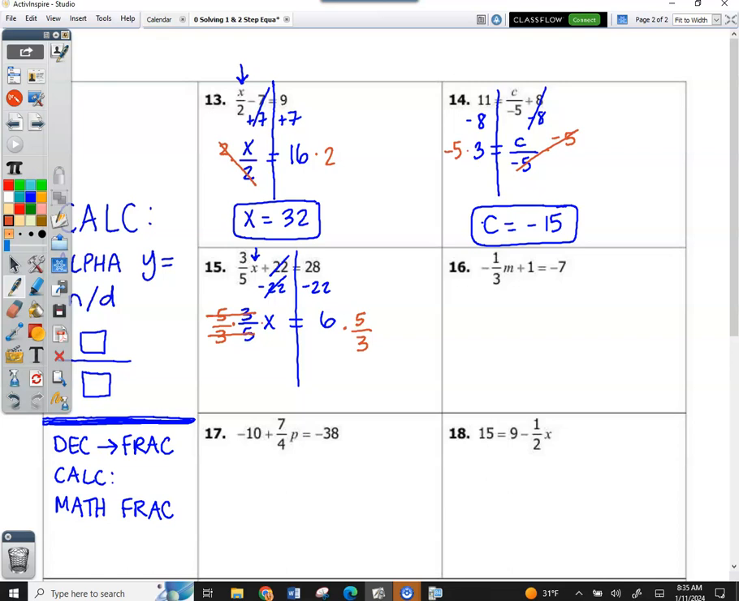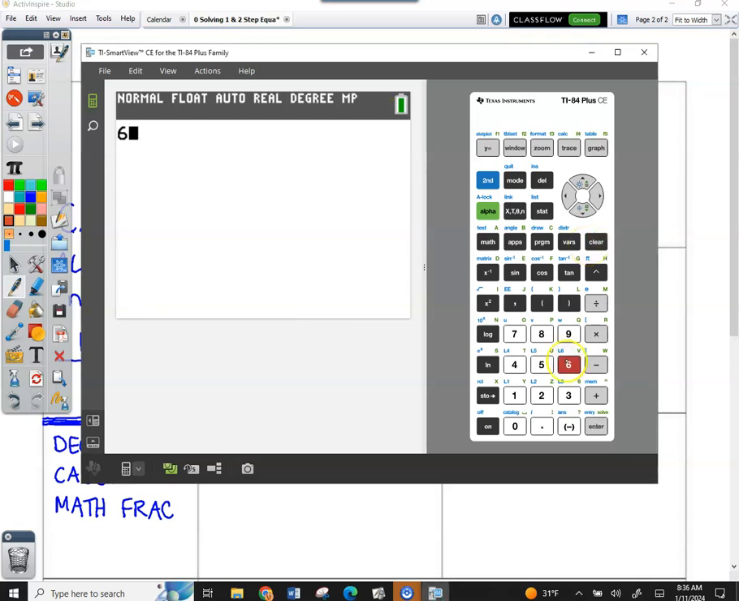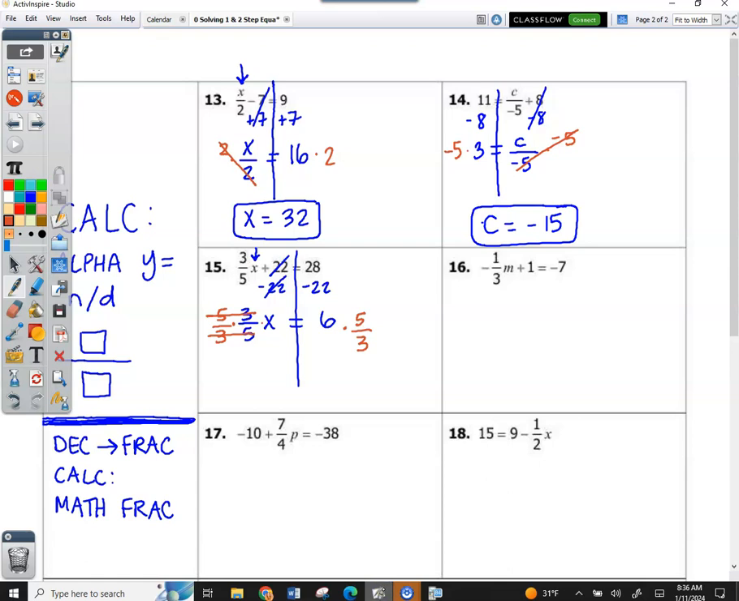So in your calculator, you would type 6 times 5/3, and because of how I have it written on my paper, I want to see it exactly like that. So I'm going to type 6 times, and I just learned the fraction shortcut, alpha y equals, 5/3, and I get 10. So x is 10.